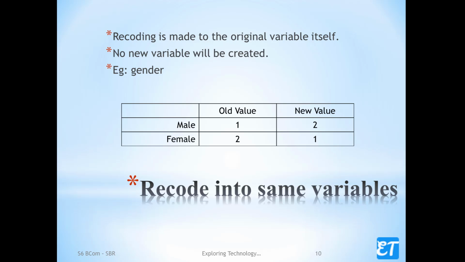Recode into same variables: here, recoding is made to the original variable itself. No new variable will be created. So this recoding is done for the existing variables. For example, the gender field. Earlier, we gave the value for male as 1 and female as 2. Now I just want to change it. Now I'm going to give male 2 and female 1. So how can I change it? How can I recode it?